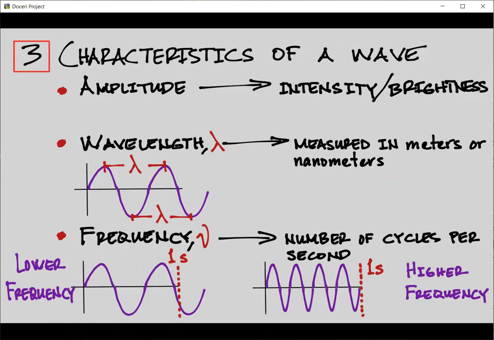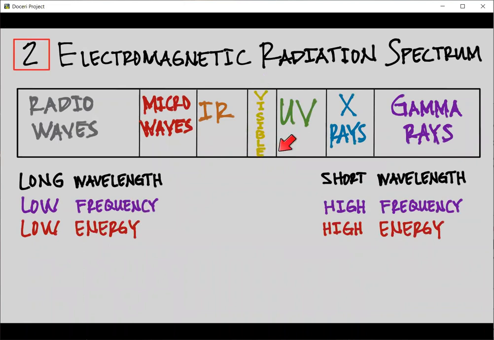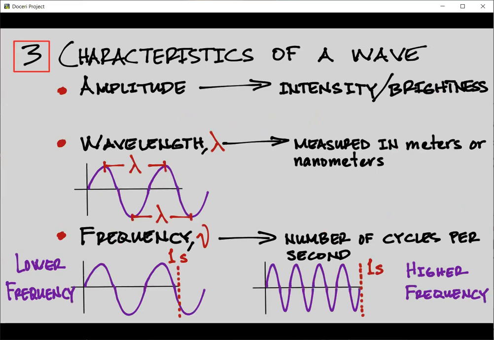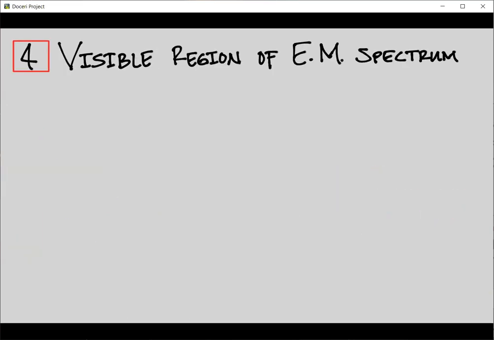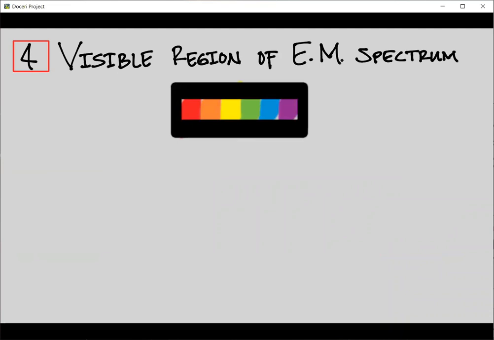So let me show you the spectrum again. This small part is the only part in the spectrum that's visible to us, and that's why they called it the visible region. Everything else is black and white, you can't see them. And so here's the visible region of the electromagnetic radiation spectrum, and you can see that we have the colors of the rainbow. You have red, orange, yellow, green, blue, purple, or violet.